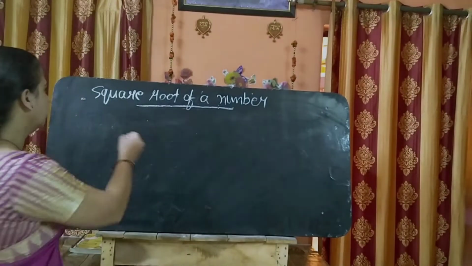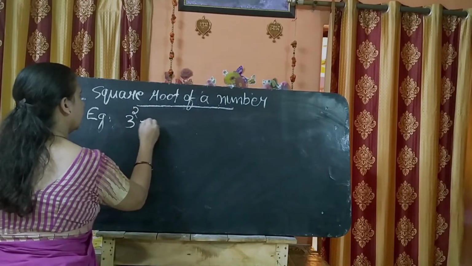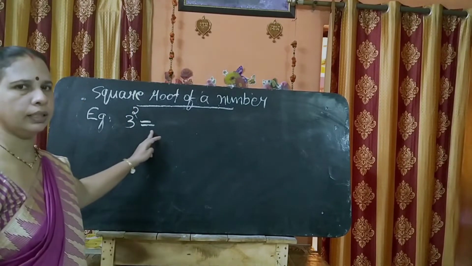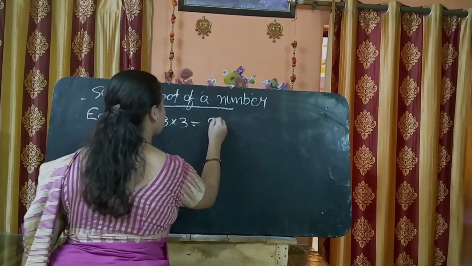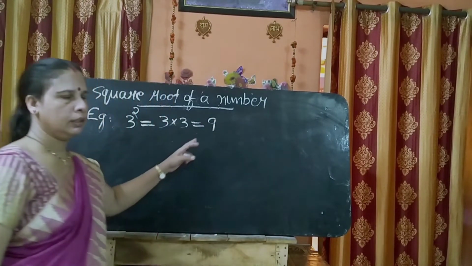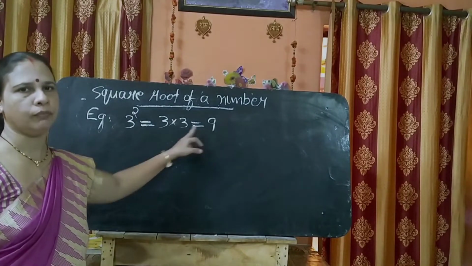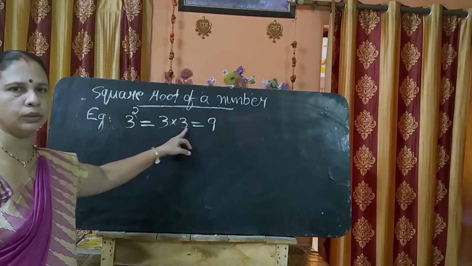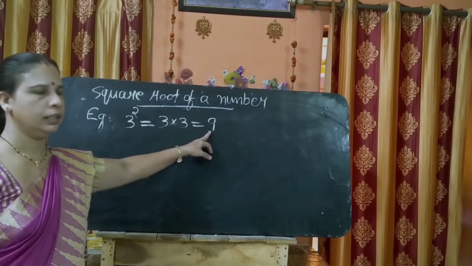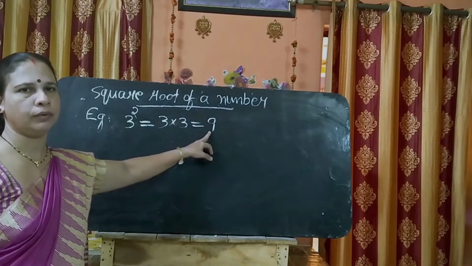For example, we know that 3 square equals 3 into 3. That is equal to 9. Here this 3 is called the square root of 9.